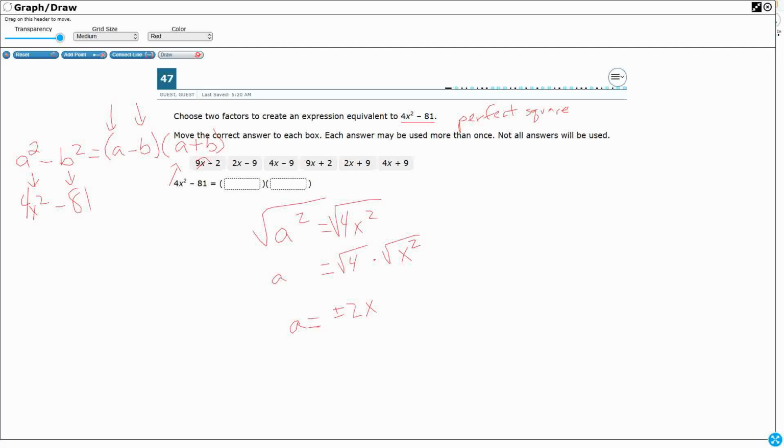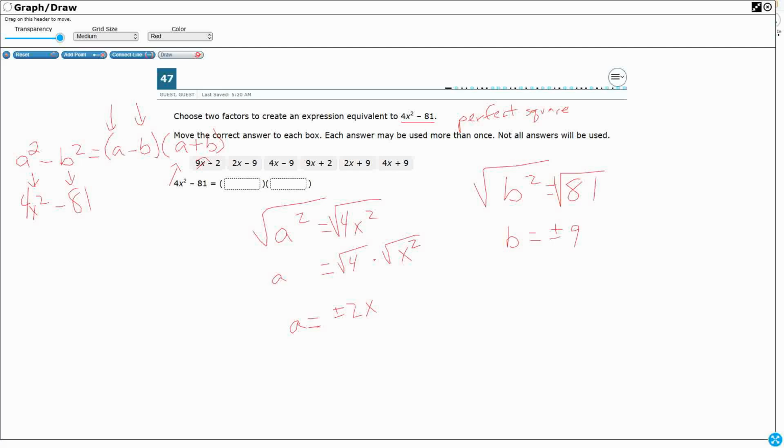Now let's look at our b. Our b is going to be b squared equals 81. How do I solve for b? We want to just take the square root of both sides. So b is going to equal plus or minus 9.